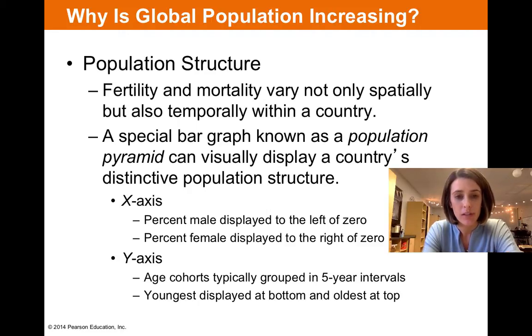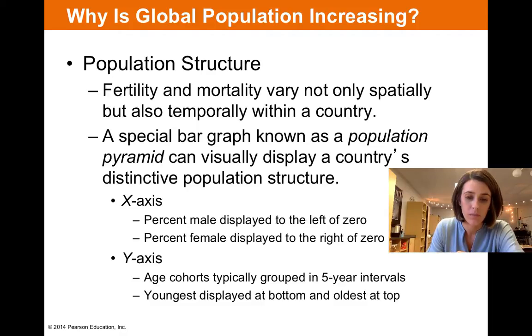I'm going to show you what this looks like, but on your x-axis, you're going to see the percent of males in the population displayed to the left of 0, and then you're going to see the percent of females displayed to the right of 0. And then on your y-axis, or your up and down axis, you're going to see age cohorts that are typically grouped in 5-year intervals. Your youngest would be displayed at the bottom, and your oldest would be displayed at the top.